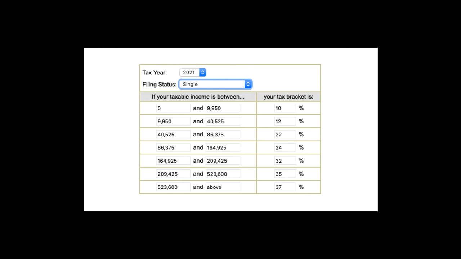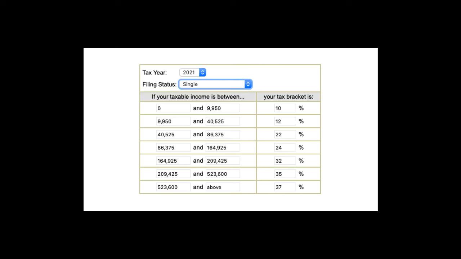Now, for every dollar you earned over $40,525, up to $86,375, that's going to be taxed at 22%. Kind of see where this is going? And finally, if you are fortunate enough to be earning well over $523,000, then the last dollars over $523,600 will be taxed at 37%, which is the highest tax bracket, at least for the tax year 2021.